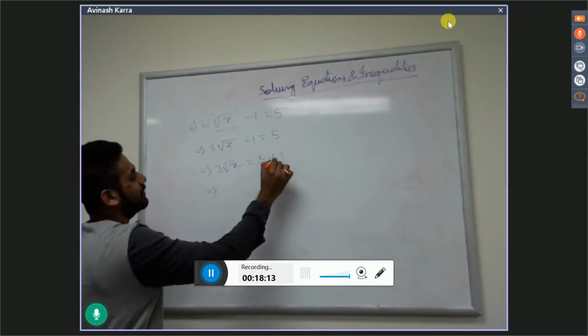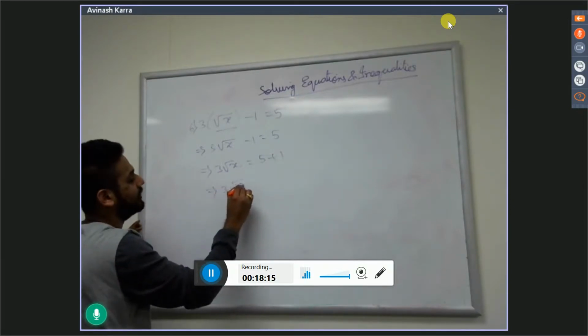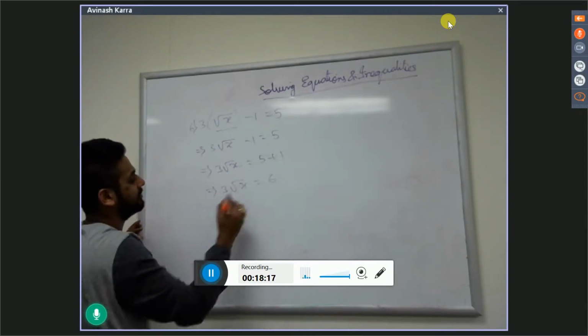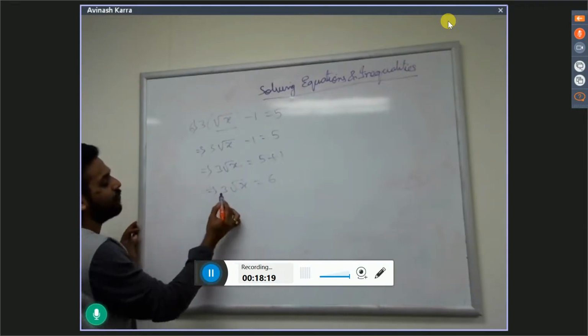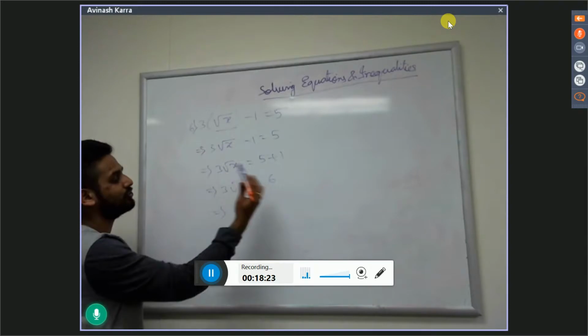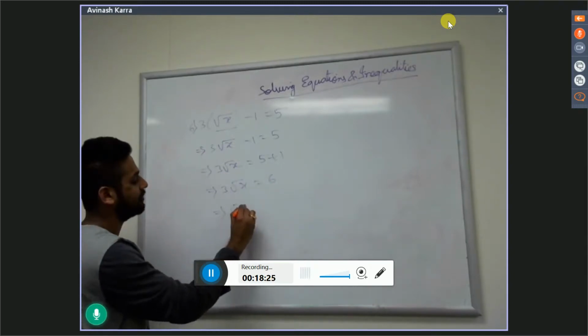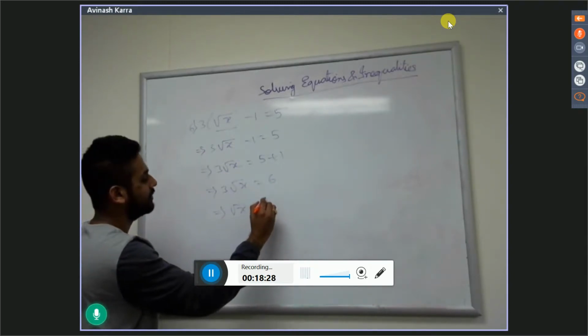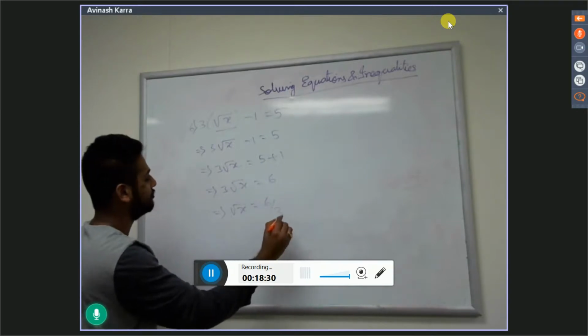What is 5 plus 1? 6. 3 under root x is equal to 6. And what is 3 doing on the LHS? It's multiplying with the variable. If it goes to the other side, it divides. So root x is equal to 6 by 3.